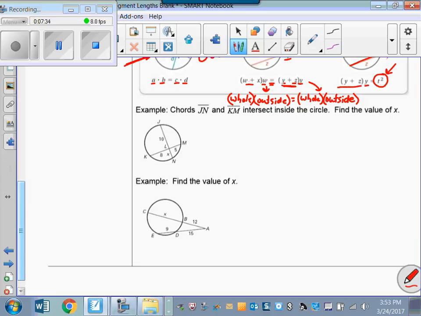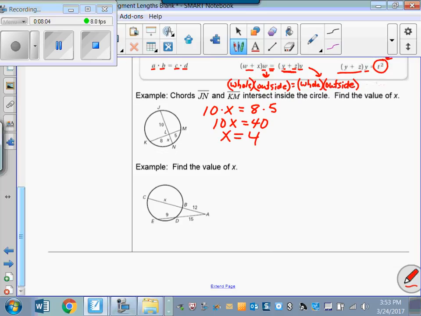Okay, the intersection is inside, so if we look at JN, we have 10 times X. So I'm going to put 10 times X there, and I know it's the product equal to the product of the two parts of the other chord that it's intersected, so 8 times 5. So 10X equals 40, so X has to equal 4. Simple as that.